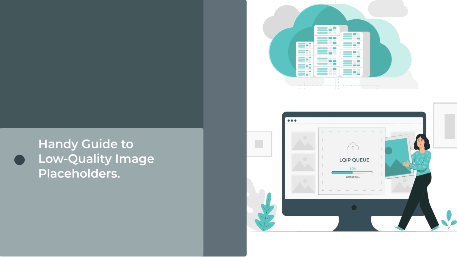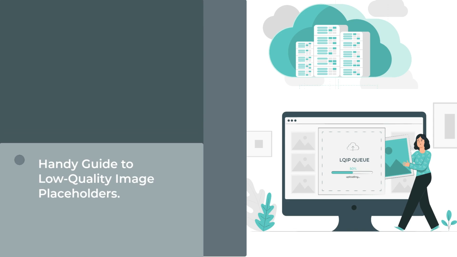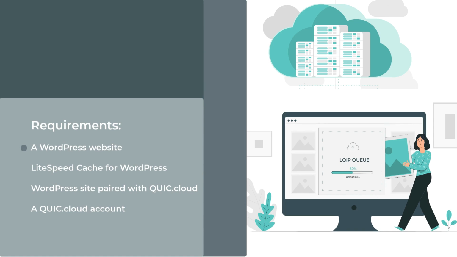If you would like to follow along and get LQIP working on your own site, you will need to have the following: a WordPress site set up and in working order, a copy of the LiteSpeed cache for WordPress plugin v3.0 or later installed and activated, your WordPress site paired with QUIC.cloud, and a QUIC.cloud account. If you don't have this set up yet, see the video description for instructions.